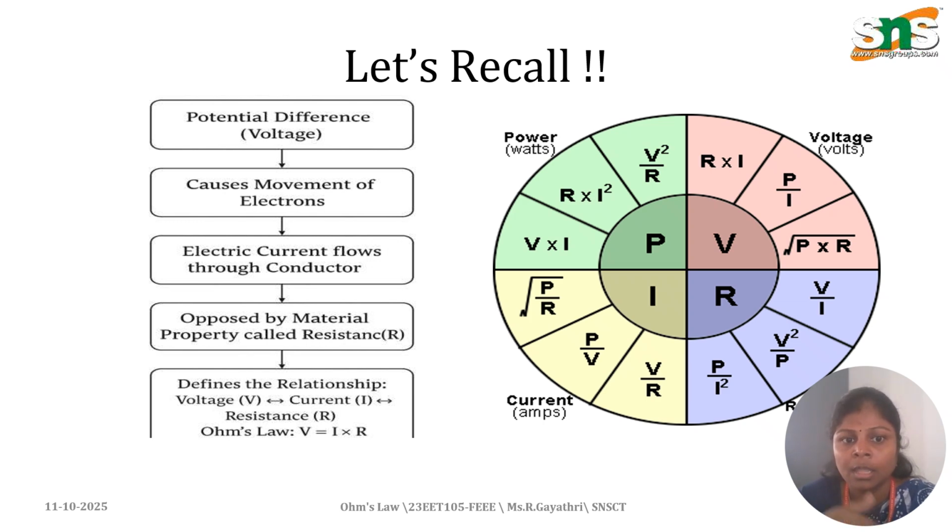Keeping this voltage and resistance, we can derive the relationship between voltage, current and resistance with the help of Ohm's law. Here is a circle which represents power, voltage, current, and resistance, and these four are related to one another by these formulas.